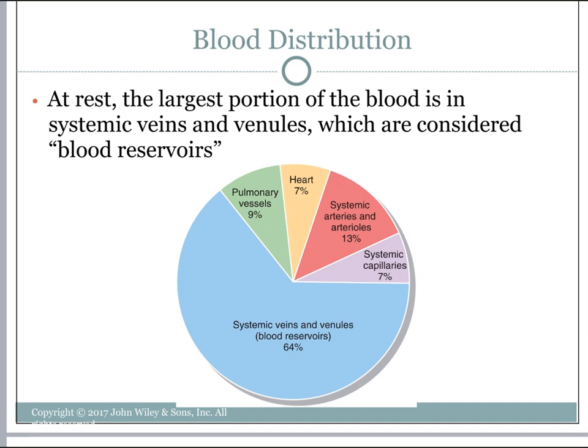To our lungs, 9%, heart and systemic capillaries about the same at 7%. But again, look at that big pie chart. This pie chart tells a lot. It shows you how big the lumen of veins really are and how much blood really rests in them. And again, this can be problematic, right? The reason why is because there's so much blood in these veins.